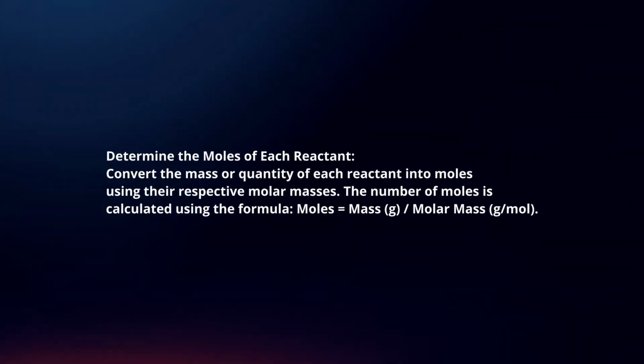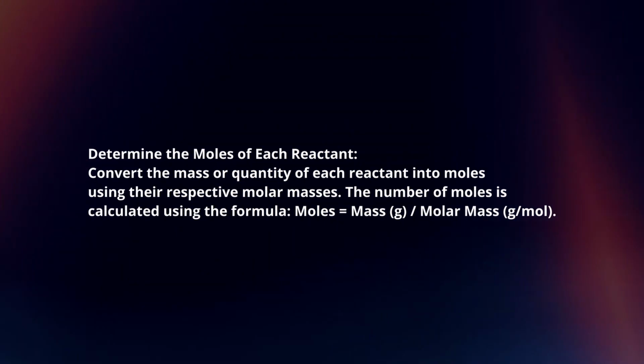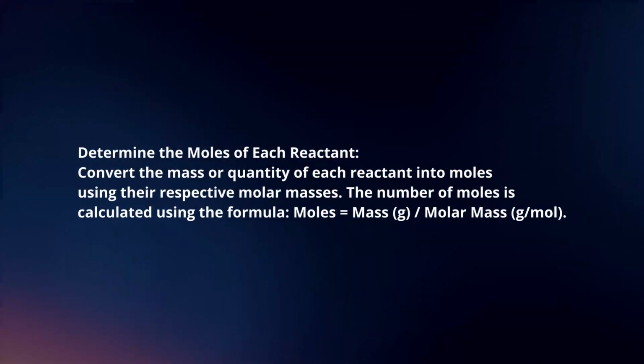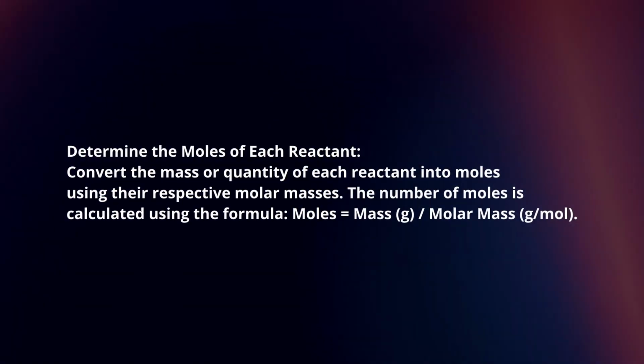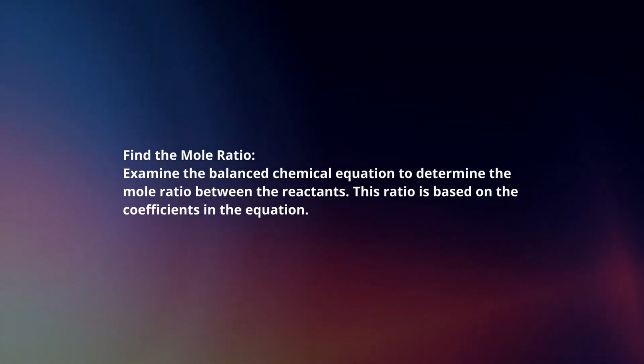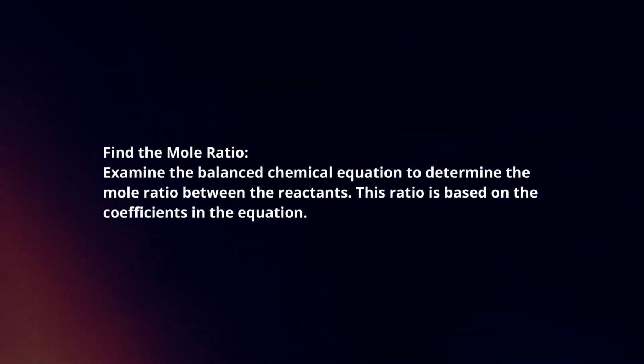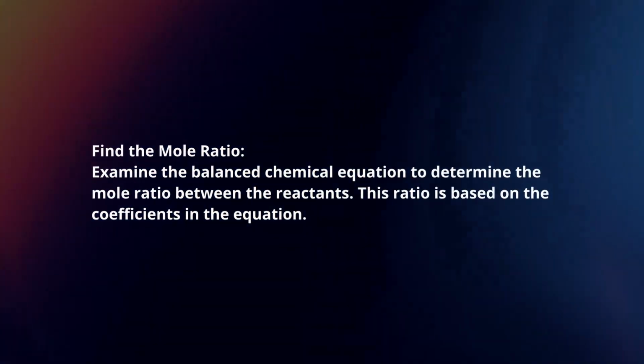Determine the moles of each reactant. Convert the mass or quantity of each reactant into moles using their respective molar masses. The number of moles is calculated using the following formula. Find the mole ratio. Examine the balanced chemical equation to determine the mole ratio between the reactants. This ratio is based on the coefficients in the equation.